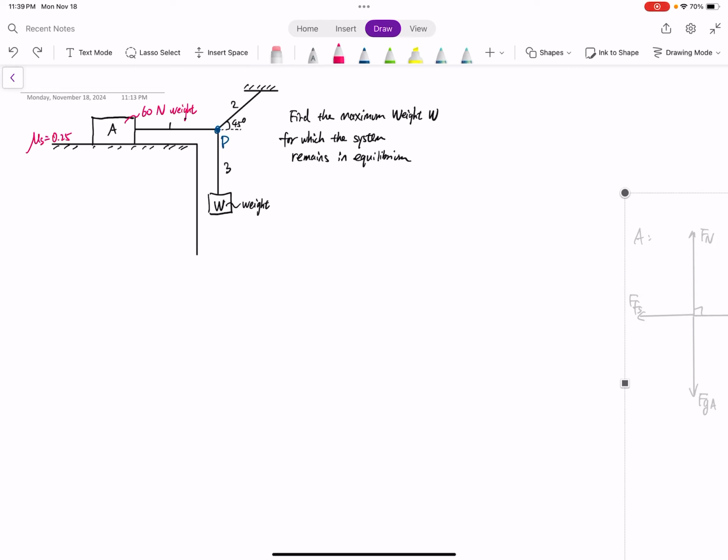So as the weight of W increases, eventually A will get pulled down, right? But then they also want the system to be still in equilibrium. So the forces have to be balanced.